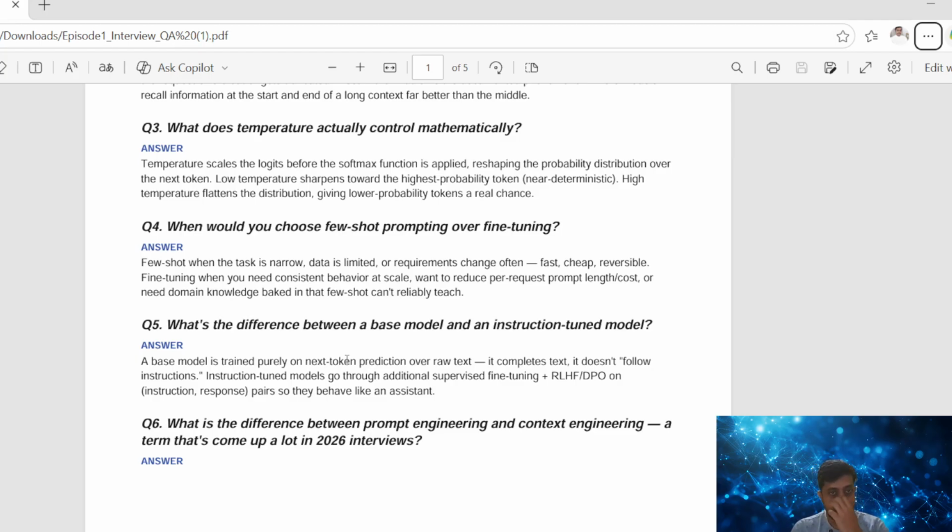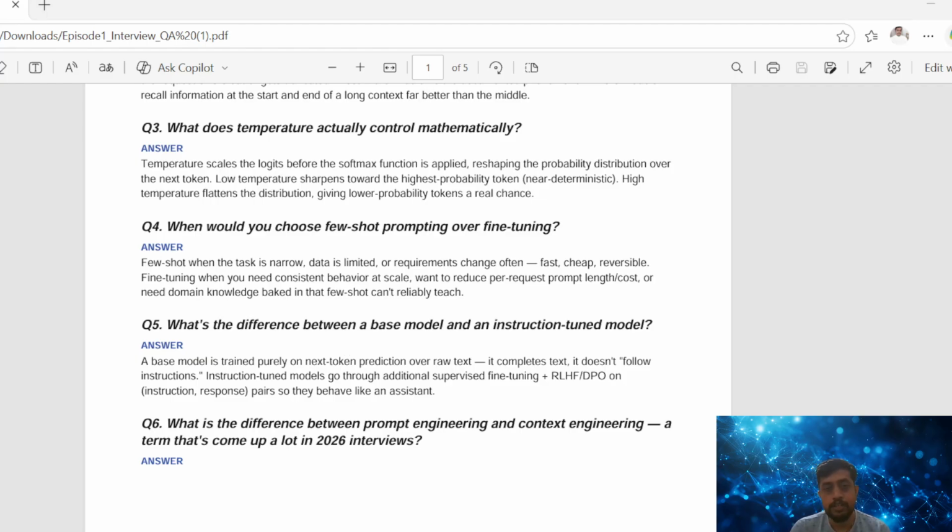So I will explain few shot. What is the meaning of few shot? Few shot means when the task is very narrow for you and data is limited or requirements change often. Okay, we will use few shot prompting. Fine tuning is when you have a consistent behavior and want to reduce the per request prompt length, right? Or need domain knowledge. Okay, so then you will use fine tuning. Few shot prompting means requirements often change, data is very limited, the task is very narrow for you guys. So then we'll use few shot.